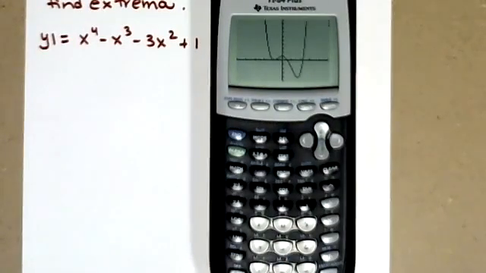At some point, it's just aesthetics, what you think looks better. But I think that's a nice, what's called a comprehensive graph. We can see all the high points, all the low points, all the intercepts. So let's go ahead and find some of those highs and lows.